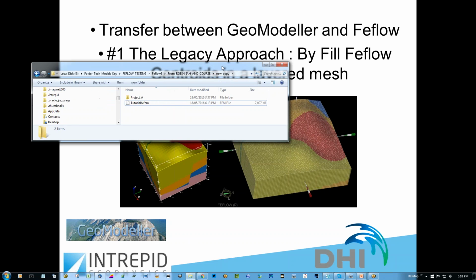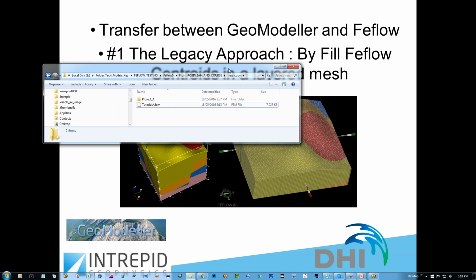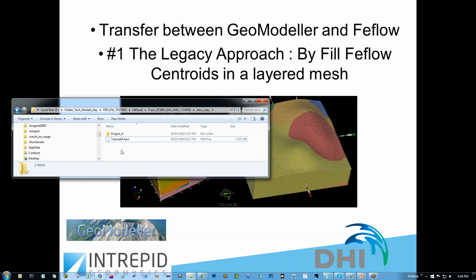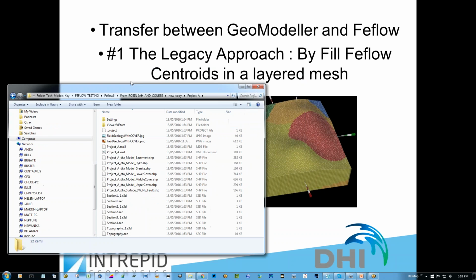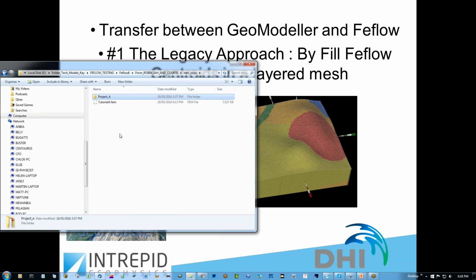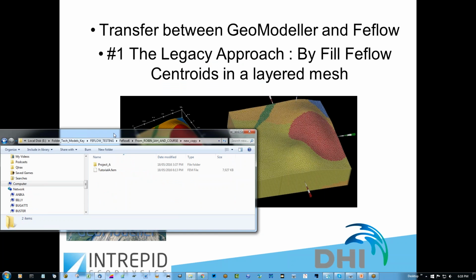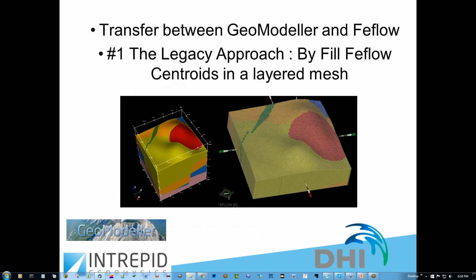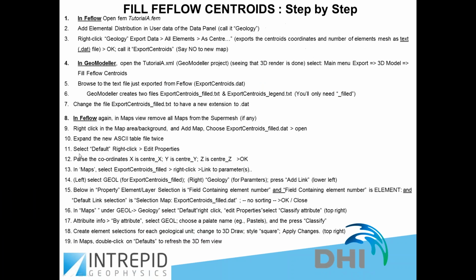The files you'll need for this will be a tutorial A .fem file and a project A file, which is a GeoModeller project contained within a folder. These can be obtained from Intrepid Geophysics on request. The steps have been recorded in a written style, 19 steps. You can return to this screen at any time, but I will proceed to give the demonstration.